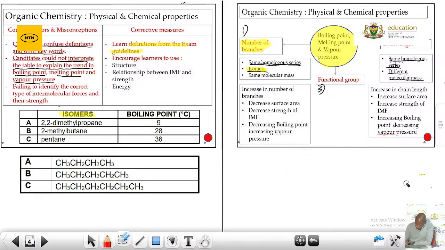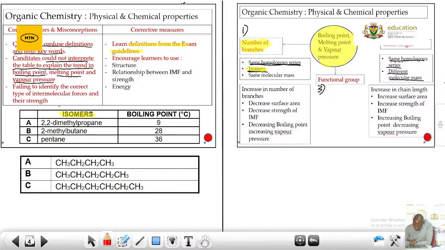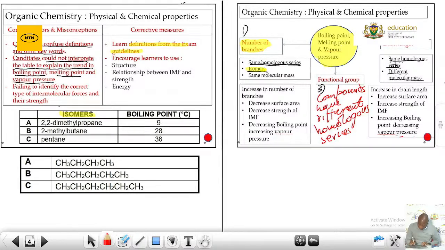So now, with this being said, it says to me, what about the functional group? Obviously, for functional group, compounds belong to the different functional group. Compounds have different homologous series. So this is where now I am comparing an alkane with a carboxylic acid. So this one now is very clear that the two belong to different functional groups.